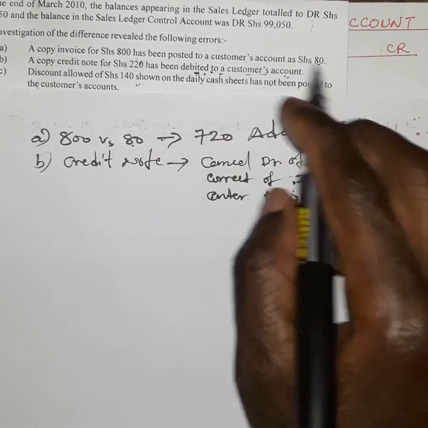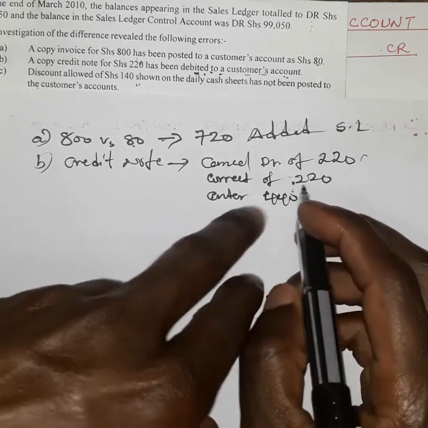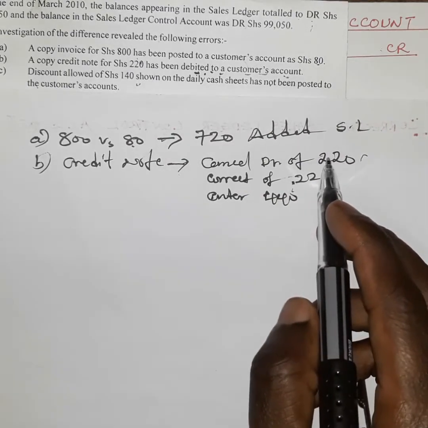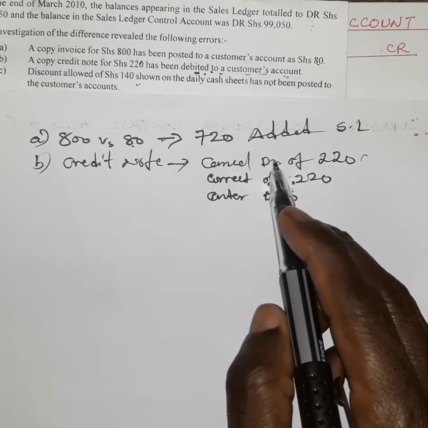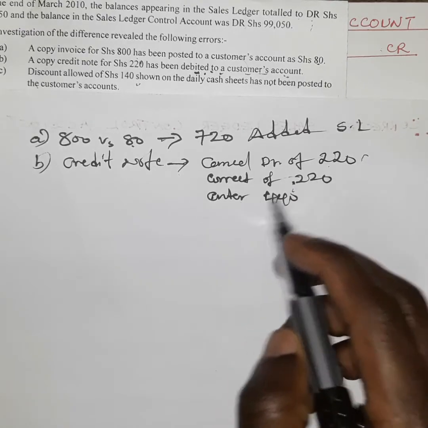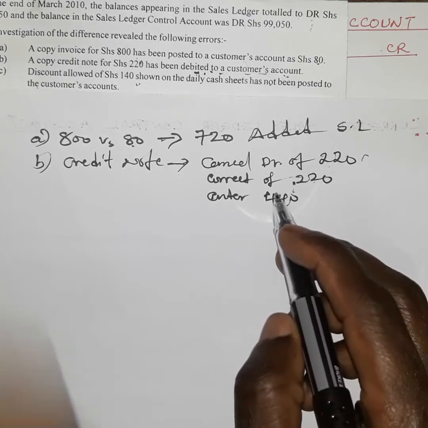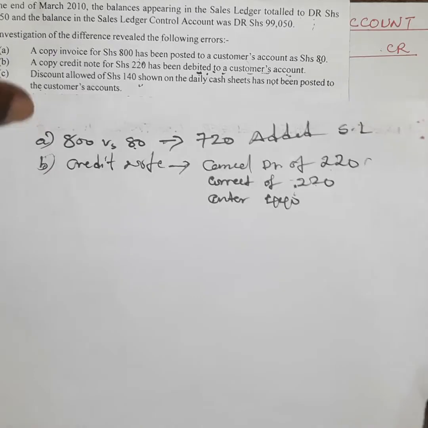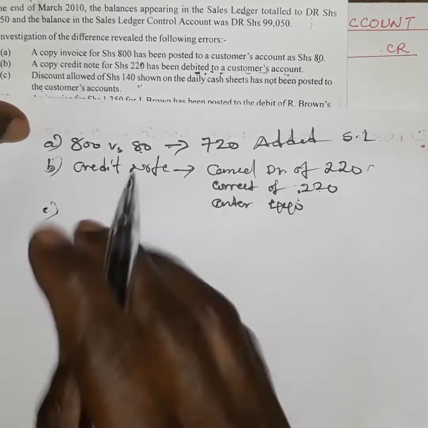So we are supposed to reduce that account. The first 200 which is supposed to be reduced is correcting the error made, and then the second 200 is making the correct entry. That is part B. Then we go to C and see what happens.